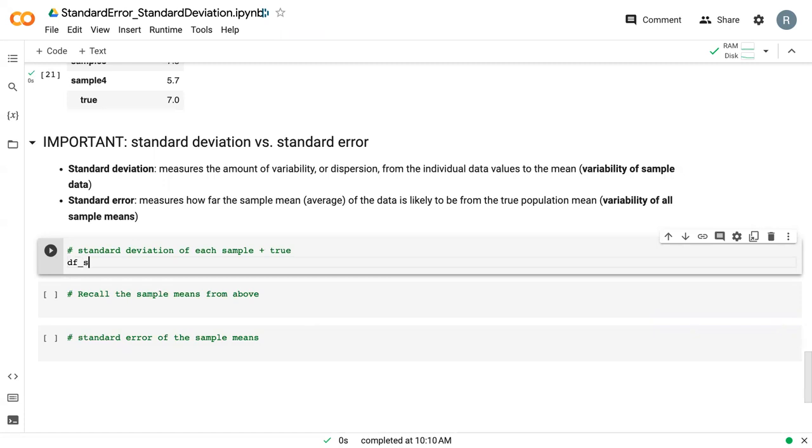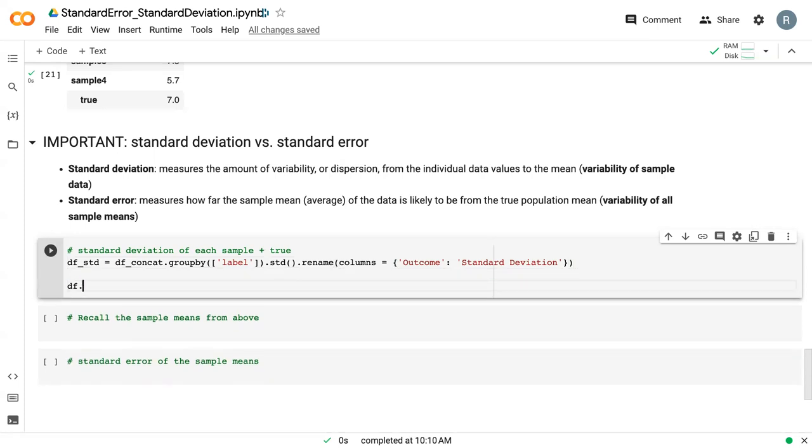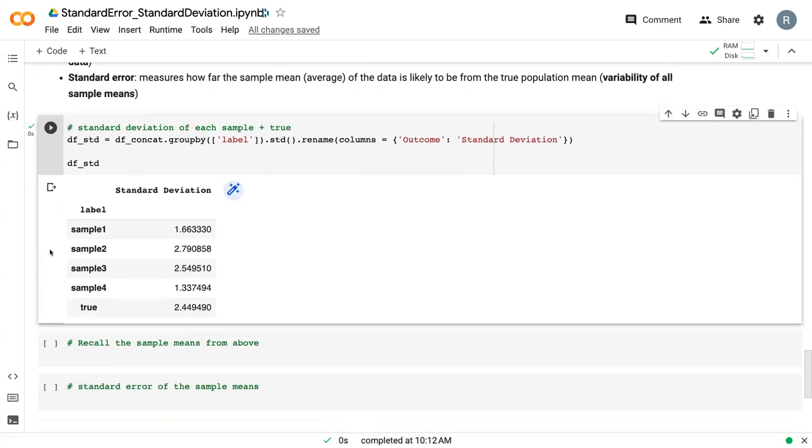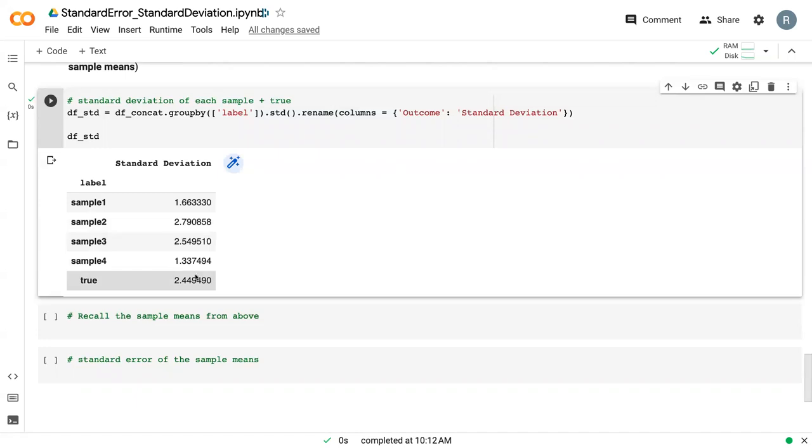So we're going to start with the standard deviation of each sample and the true population. So we're going to use our DF and cat data, and we're going to say group by label. So similar to what we did to come up with the sample means, but in this case, we're going to use the dot std for standard deviation function. And then we say rename, and we'll give new columns. Outcome will become standard deviation. And we can go ahead and print that. So this is our standard deviation. We've got one for each sample, and we've got the true standard deviation.